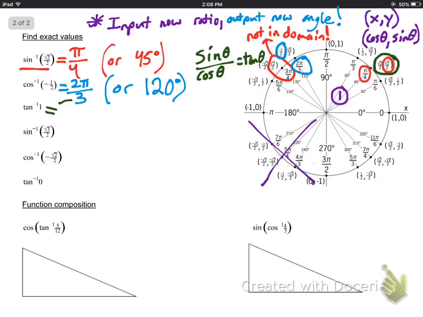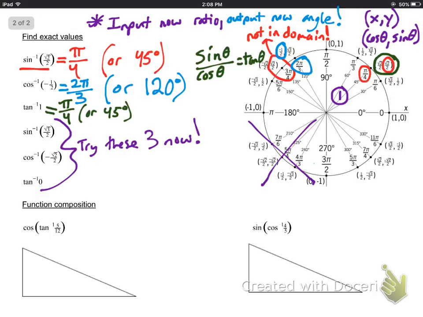And if you look around the circle, it's right there, root 2 over 2, comma root 2 over 2. That's when they're the same. So the angle's, again, pi over 4, aka 45 degrees. I want you to try these other 3 problems right now while this is fresh in your mind. So pause the video, and we'll check and make sure you got these correct in class.